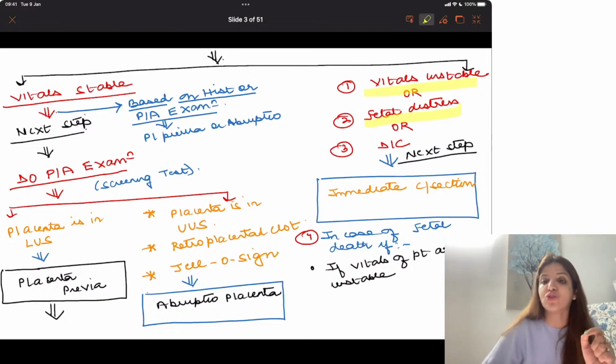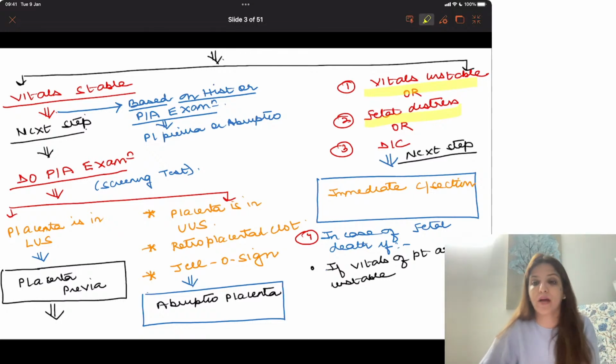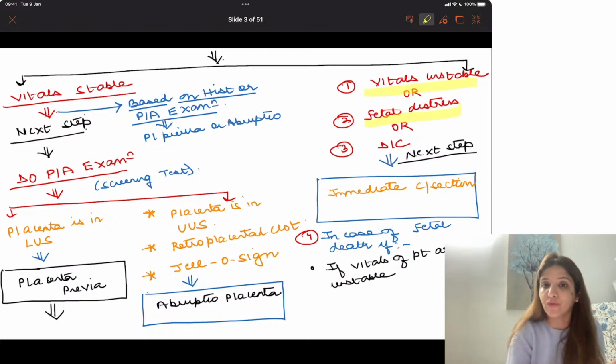Or if in the question you are getting DIC, any of these 3 things are mentioned and they ask you what is the next step. Next step is immediate cesarean section. You are not going to say I'm going to do an ultrasound. Ultrasound is not needed, whether it is placenta previa, whether it is abruptio. If you are getting any of these 3 findings, next step is immediate cesarean section.